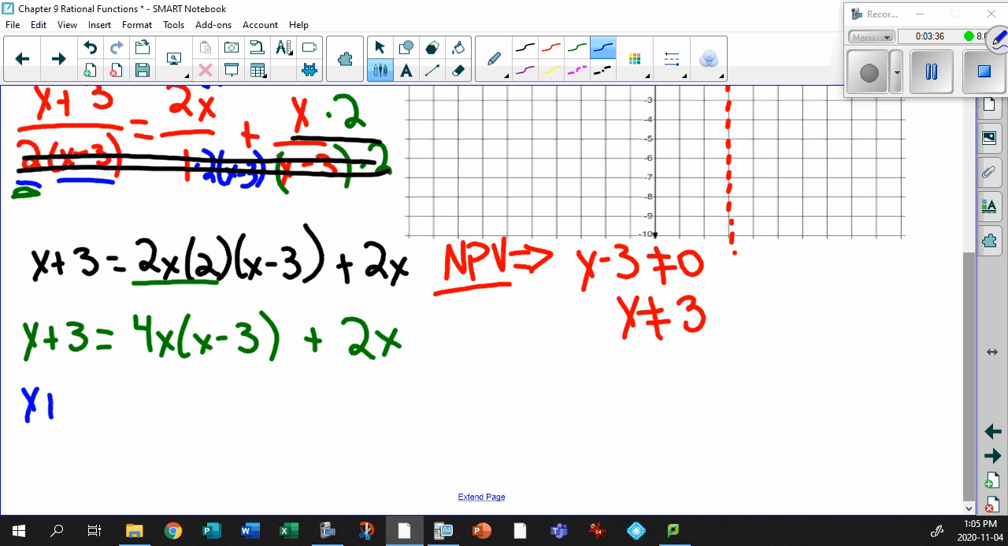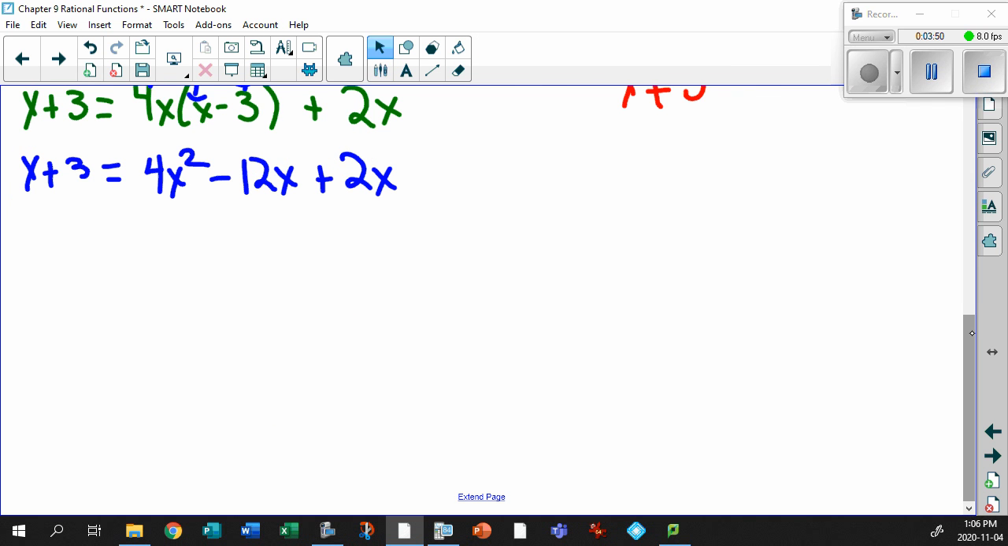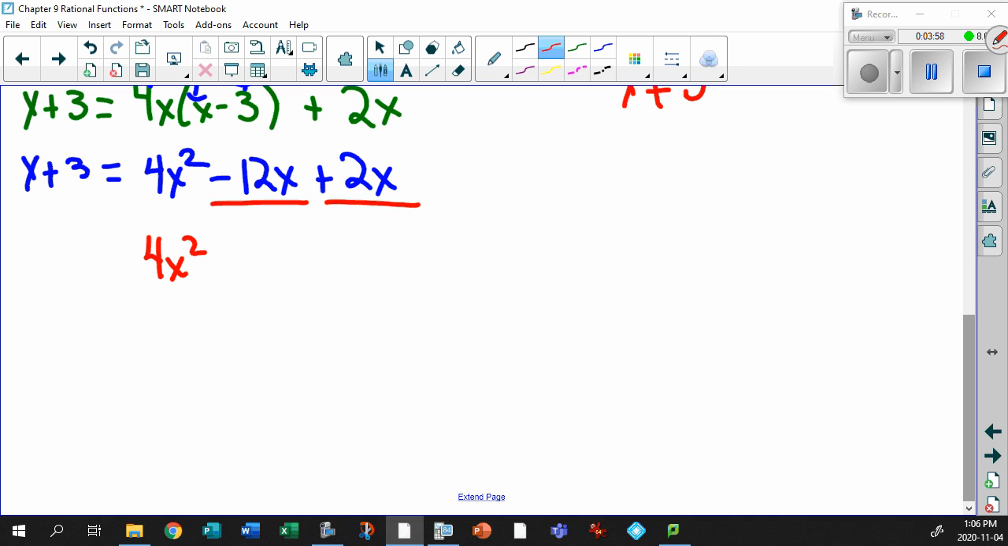This is going to be x plus 3, distribute, giving you 4x squared minus 12x plus 2x. Now, let's just do a whole bunch of combining here. Let's put it all together and see what we get. Nothing goes with the 4x squared. Minus 12x plus 2x is minus 10x. That's what you have here. And look what you have all over here. Beautiful. Bring everything over to the other side, making this equal to 0. So of course, if it's equal to 0, guess what we're trying to find? The zeros. So guess what we're going to have to do? Factor.